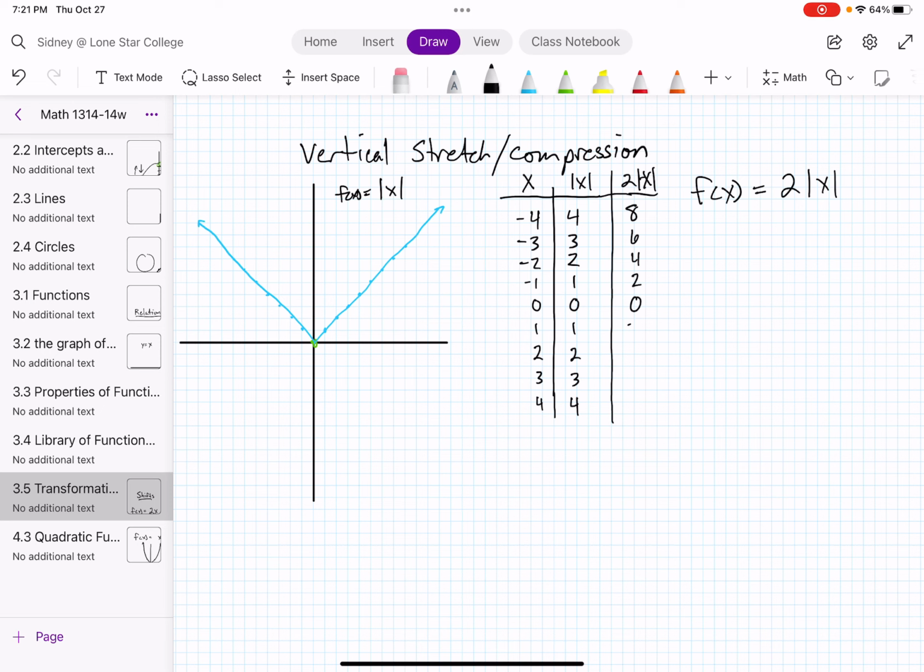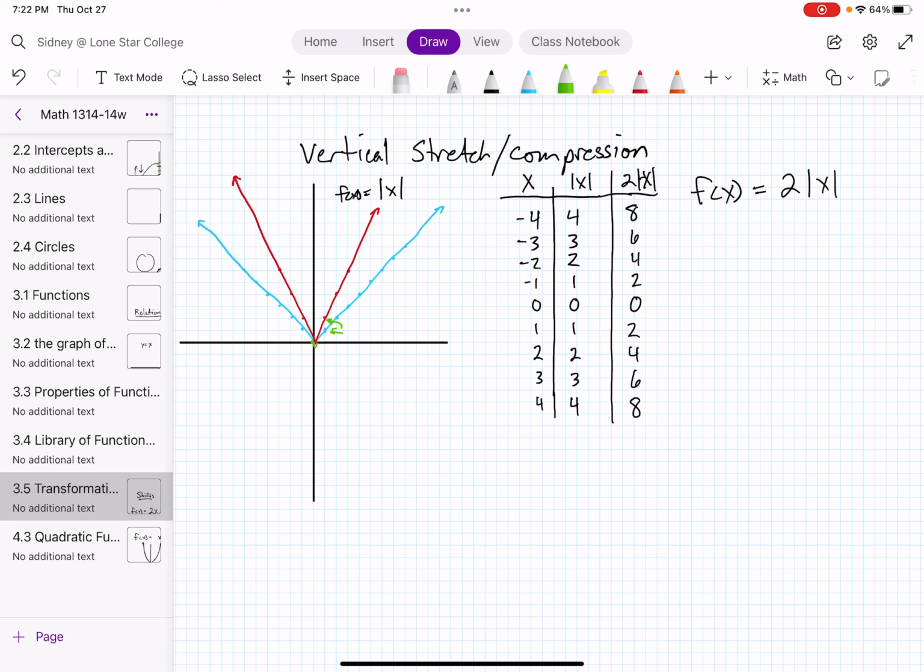But what you're going to notice is that when we graph this, it is going to get pulled upwards. Every point and the corresponding point is going to be twice as tall as it was before. Now what I mean by that is this. So if we look at these points, that's the point 1, 1. It is now the point 1, 2. It was 1, 1, now it's 1, 2.